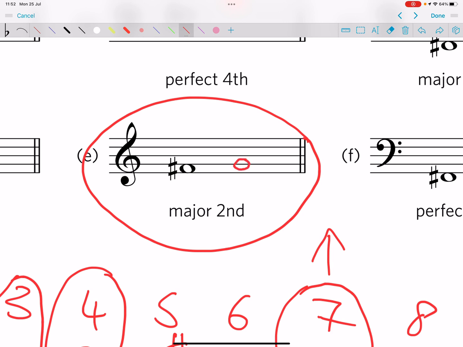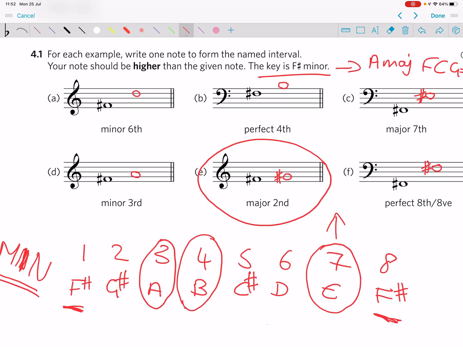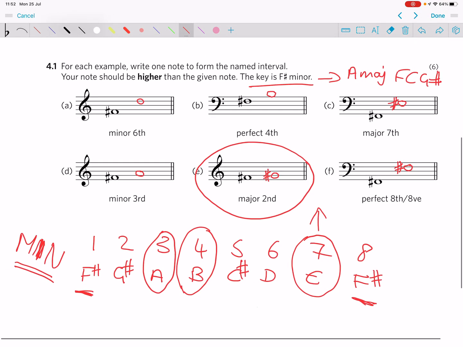So we're now going to go up here, and we worked out that it's a major second, which is 2 semitones from F sharp. So we're going to go up to G sharp. If you're unsure, you should be looking at your keyboard, which you've written out, and I have a video on how to quickly draw and label a keyboard in your exam so that you have some references to look at.